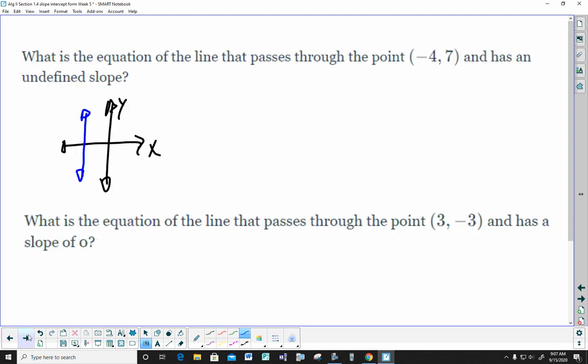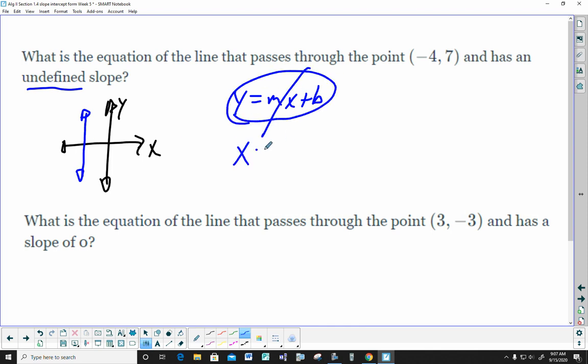So coming over here, if it's an undefined slope, it's automatically vertical, which means it only crosses the x, so it doesn't use this format because this has an x and a y. It only has the variable for the axis it crosses. So it isn't in this format. It's in this format, x equals some number. Well, what's the x value? -4. So your answer is x equals -4.